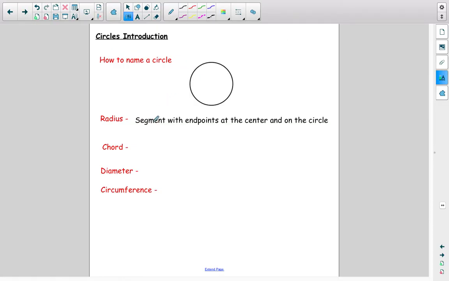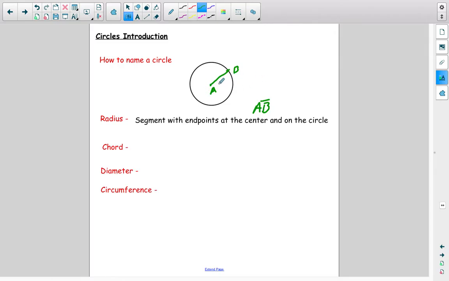The next thing is a radius. Radius is a segment with endpoints at the center and on the circle. So it's two endpoints. One of them is on the center, and one of them is on the actual circle. So here's the center. You pick a point on the circle. This is a radius. Okay, so in this case, radius would be segment AB, for example. So AB in this picture is a radius.